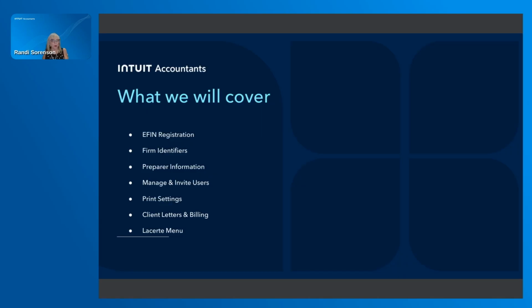All right. So these are the things that we're going to cover today. We're going to talk about EIN registration, firm identifiers, preparer information, manage and invite users, print settings, client letters and billing, and the Lacerte menu. We're going to be in and out of Lacerte, so sometimes I get ahead of myself when I'm showing you Lacerte, and then I come back to a slide that's like, I already did that. But I want to make sure I get everything covered comprehensively. So just bear with me, but this is my way of making sure that we cover everything that we're supposed to cover in this webinar for you.